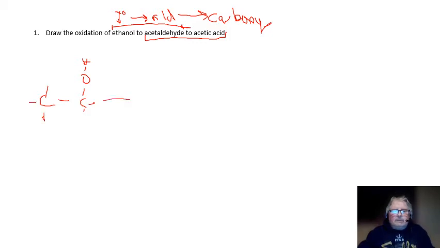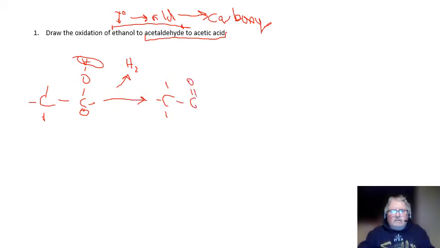Okay, then what you do is you oxidize it, which means lose 2 hydrogens. We're going to use this one, and I guess we'll lose this one here. Doesn't really matter. So you get, okay, so this is acetaldehyde.